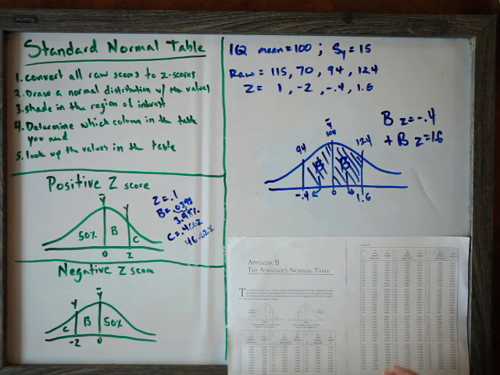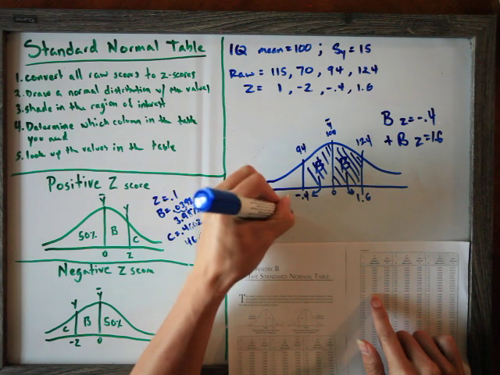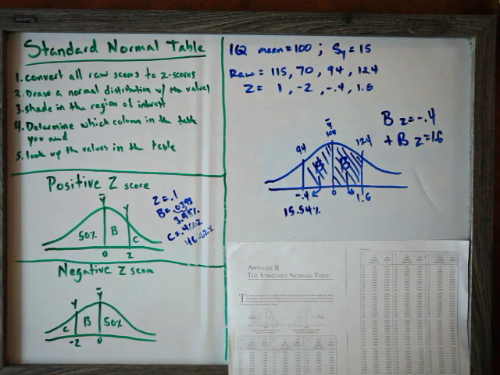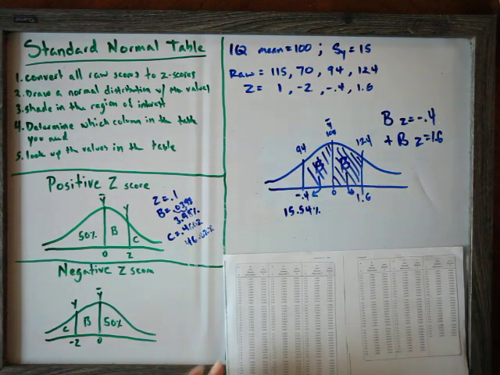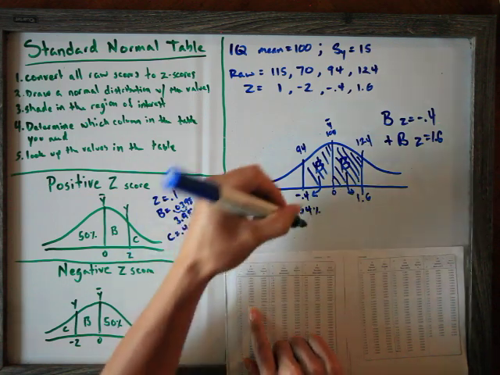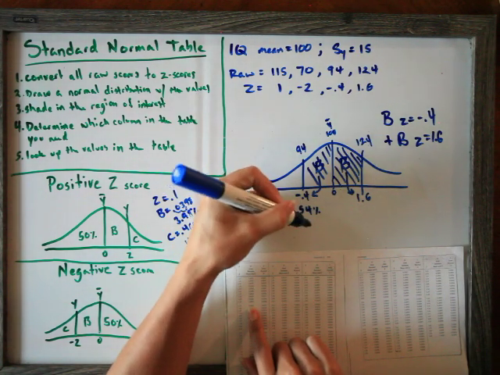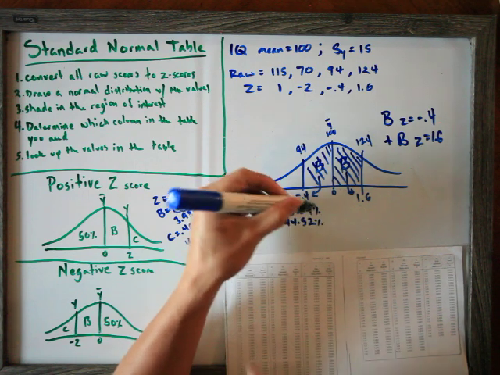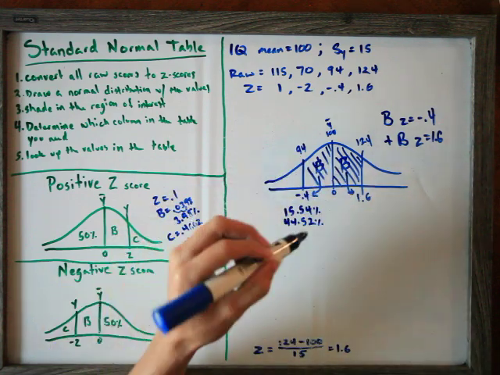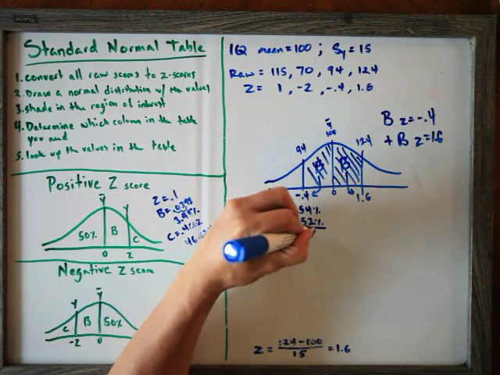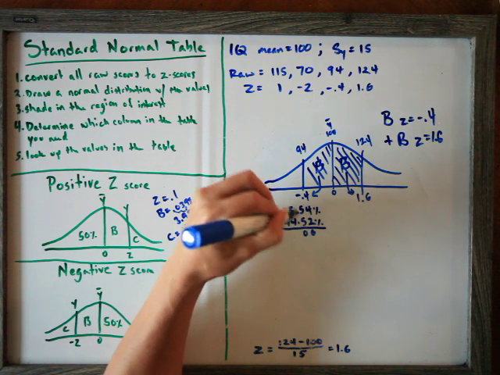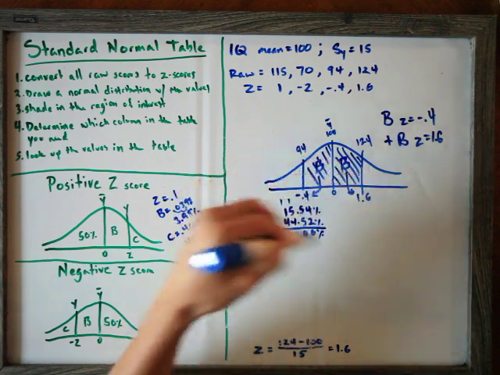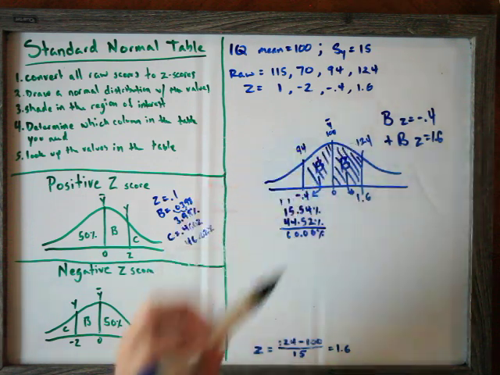So I'm going to look up those two values, okay? B for 0.4, that's going to be 15.54%, okay? And B for 1.6, which is on the back, is going to be 44.52%. And to get the region in between those two numbers, all I do is add those up. So that's going to be 60.06%. So 60.06% of all scores are between 94 and 124.